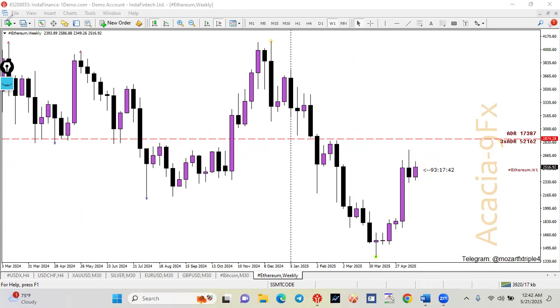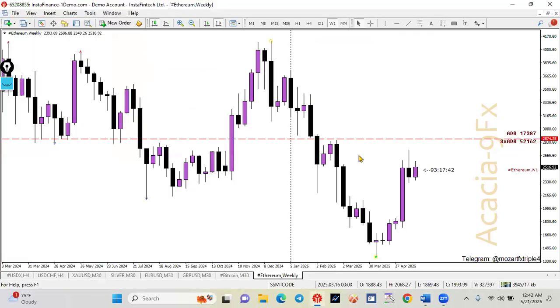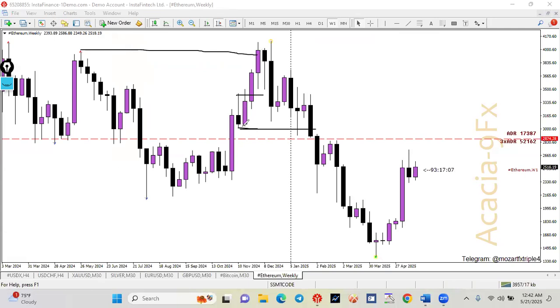So let's just see. The breaker is very, very important. And you can see from the beginning, I was talking about the setup foundation. You need to know these 4 PDRAs to function well in the market. You can see this is another breaker here. It's the last bearish candle before the push up that took out this high. Then price broke it, now it has become a breaker. So anything can happen.